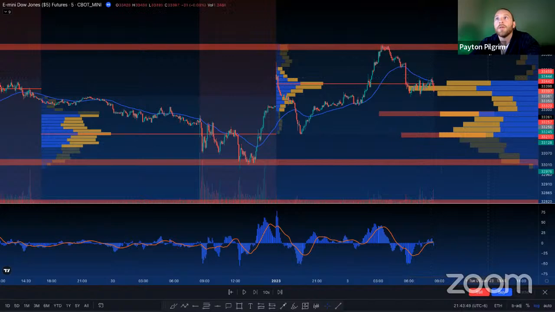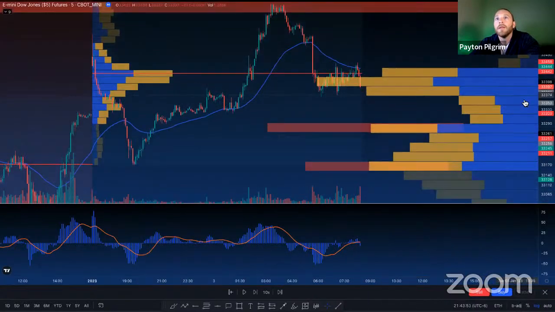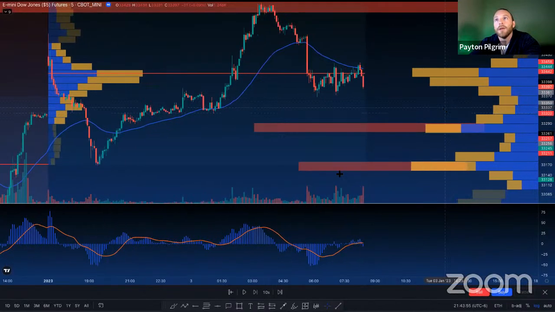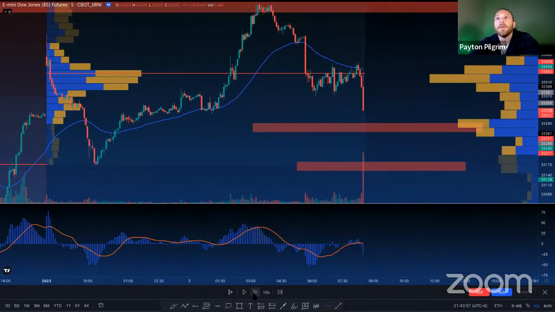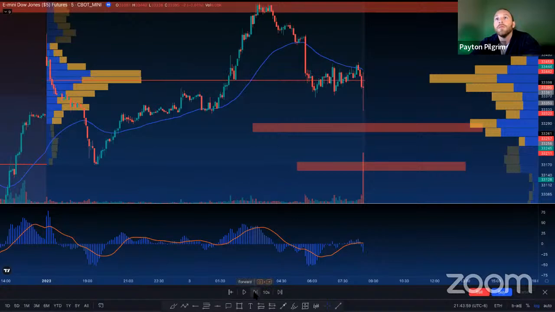If we break above, we're going back up here. If we break below, we're going down here. Based off of the profile, not me. All right, there we go. Oh, and we wick. So we didn't get to close. We wanted it to close, didn't close. So now we're probably coming back up. We get a bullish candle. That would be good.